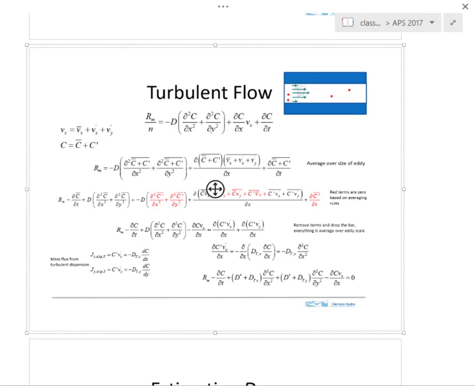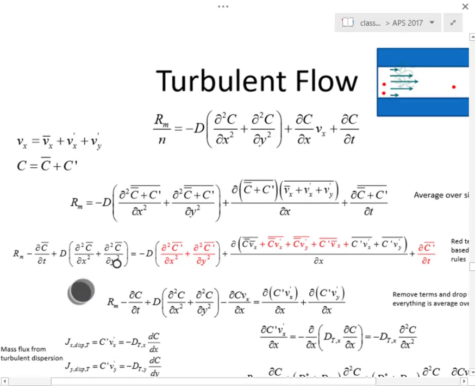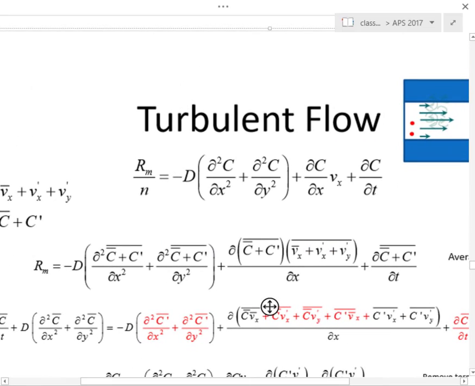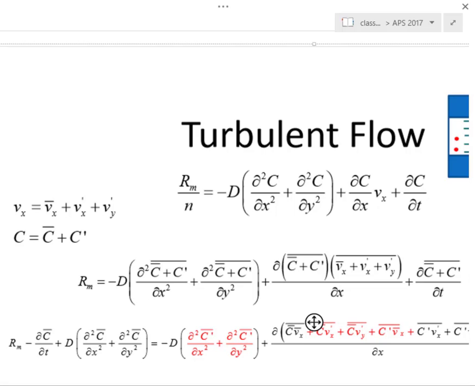Now, let me show you how this works. Remember when we looked at turbulence and we said the way we're going to characterize turbulent flow is with an average component and then a variation caused by the turbulent eddy. That was what we used to get the Reynolds stresses, and that's what we used to analyze the turbulent flow. Well, for transport in turbulent flow, we can think about it the same way.